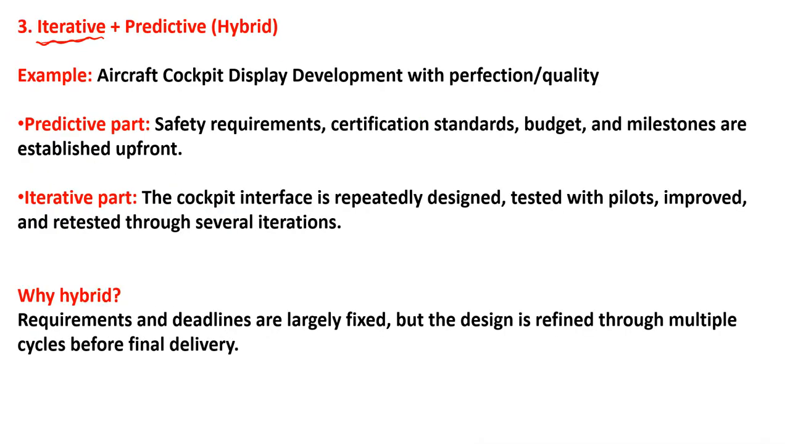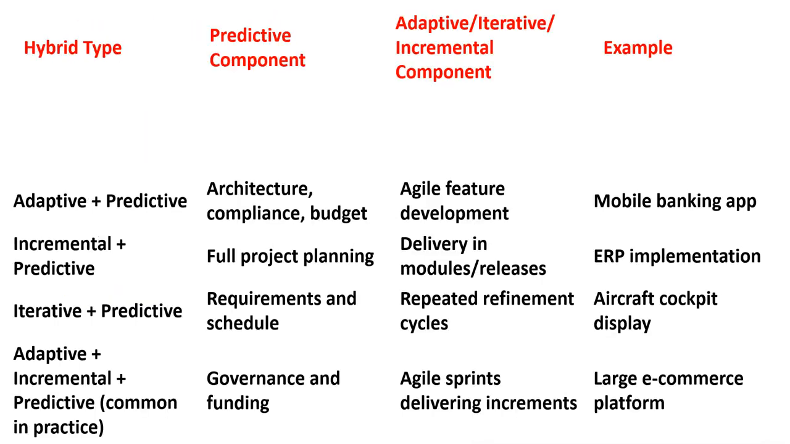The last is iterative and predictive. So the example is aircraft cockpit display development with perfection and quality. See, I told you perfection. When you make one phase, you have to show it to the customer. They will give you some feedback. Then you have to refine until there is perfection. So perfection and quality, safety requirements, certification standards, budget and milestones are established upfront. This is the predictive part. Why is it hybrid? Requirements and deadlines are largely fixed, but the design is refined through multiple cycles before final delivery. So I hope predictive, agile, incremental, iterative, and predictive is clear.